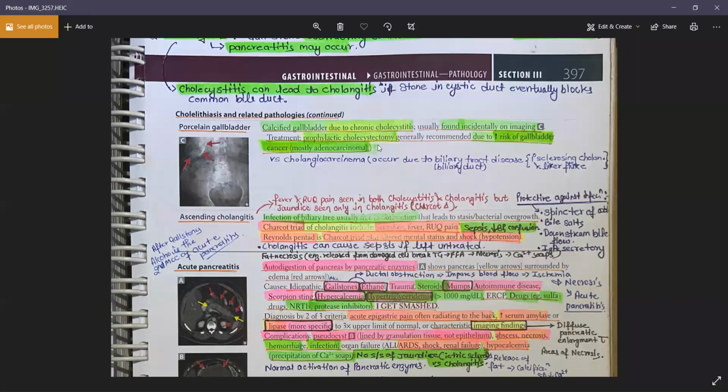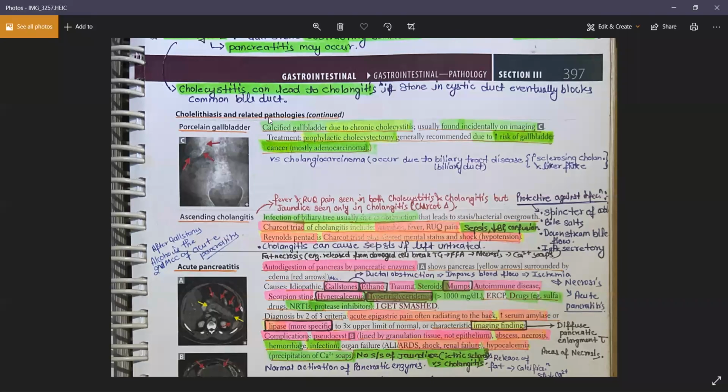Why? Because of an increased risk of adenocarcinoma of the gallbladder. This is very important. This is the adenocarcinoma of the gallbladder, not the cholangiocarcinoma. You can also have a cholangiocarcinoma, which is a cancer of the biliary tract or the bile duct. But the gallbladder adenocarcinoma is the cancer of the gallbladder only, right? And does anyone remember the cause of this cholangiocarcinoma? Primary sclerosing cholangitis. Yes, and the cause of this gallbladder adenocarcinoma is chronic cholecystitis and the porcelain gallbladder. Is that okay?